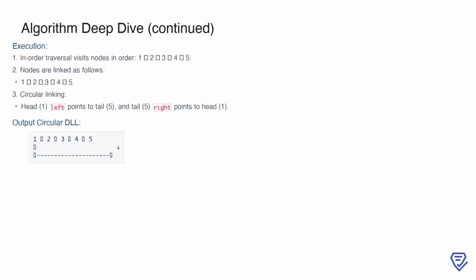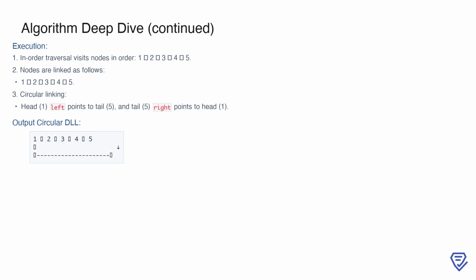For the given input BST, the in-order traversal visits the nodes in the order 1, 2, 3, 4, and 5. As nodes are visited, they are sequentially linked to form the doubly linked list. 1 is linked to 2, 2 to 3, 3 to 4, and 4 to 5. Once all nodes are processed, the circular linking is applied. The smallest node, 1, has its left pointer updated to point to the largest node, 5, and the largest node, 5, has its right pointer updated to point back to the smallest node, 1. The resulting circular doubly linked list is 1, 2, 3, 4, 5, where the head and tail are connected to complete the circular structure.